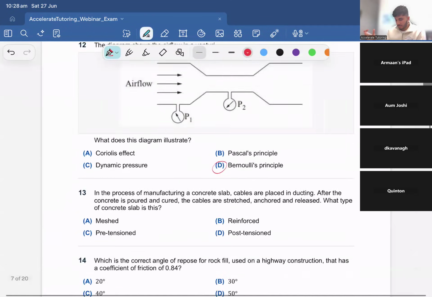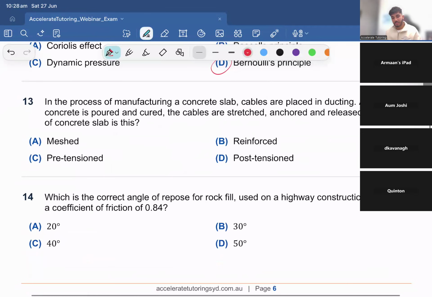Excellent. Question 13. In the process of manufacturing a concrete slab, cables are placed in ducting. After the concrete is poured and cured, the cables are stretched, anchored, and released. What type of concrete slab is this? Post? Excellent.